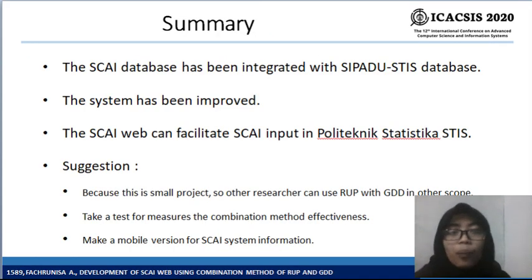In summary, the web system can be recommended for the proposed SCIA web system, and for suggestion, you can make another project with another scope and test the effectiveness of the feature combination method, and also make a mobile application if it's applicable.